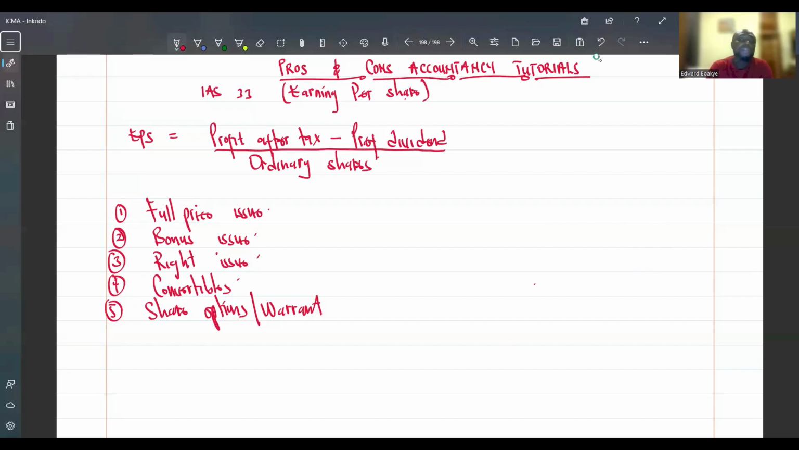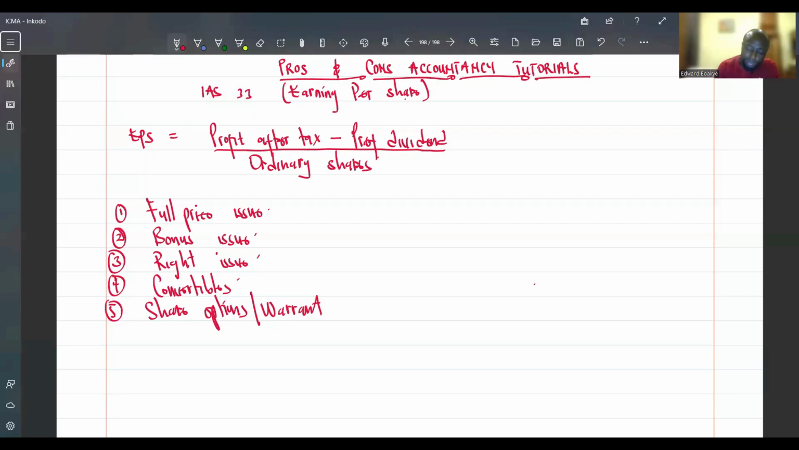But the company decided to give it to you to convert it at 10 cedis, right? So once you convert it at 10 cedis, what does that mean? It simply means that you are going to get more shares than if you had used the full market price. So that means it is going to bring more shares than expected. And it's going to dilute the earning per share.